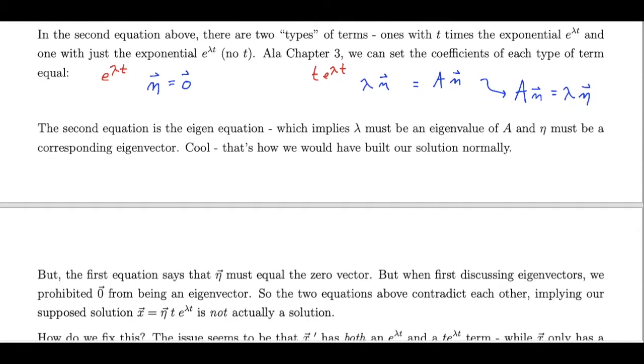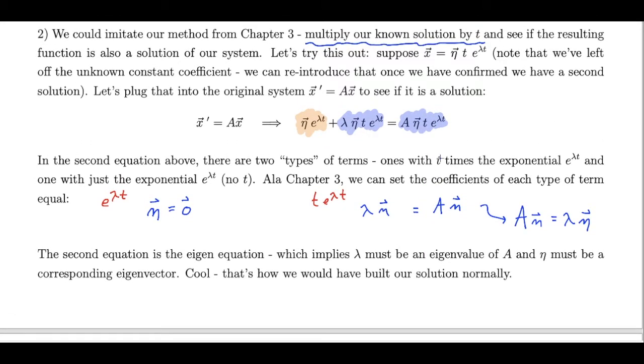On the top of the next page, I point out that this first equation says that in addition to this being true, it must also be true that eta must equal the 0 vector. Unfortunately, when we started defining eigenvectors, we prohibited 0 from being an eigenvector. So this second equation tells me that eta must be an eigenvector. This first equation tells me that eta must equal 0, and those two equations contradict each other. So that implies that this solution that I started with, that I was postulating as a potential solution, is not going to work because it has led to two equations which contradict each other.